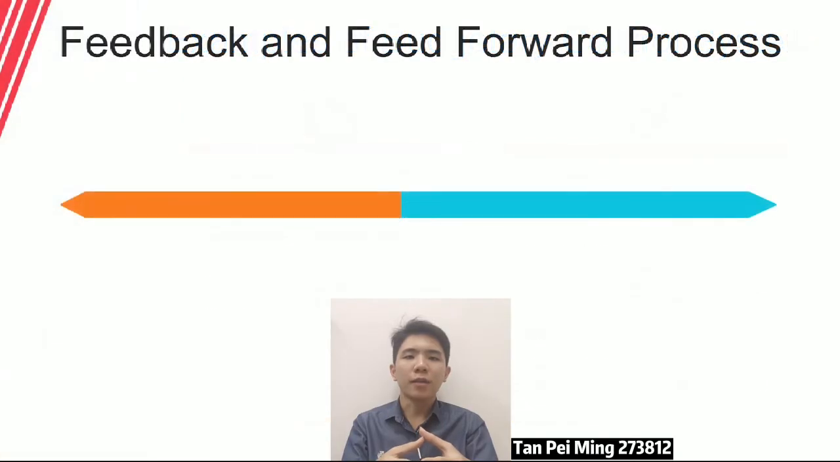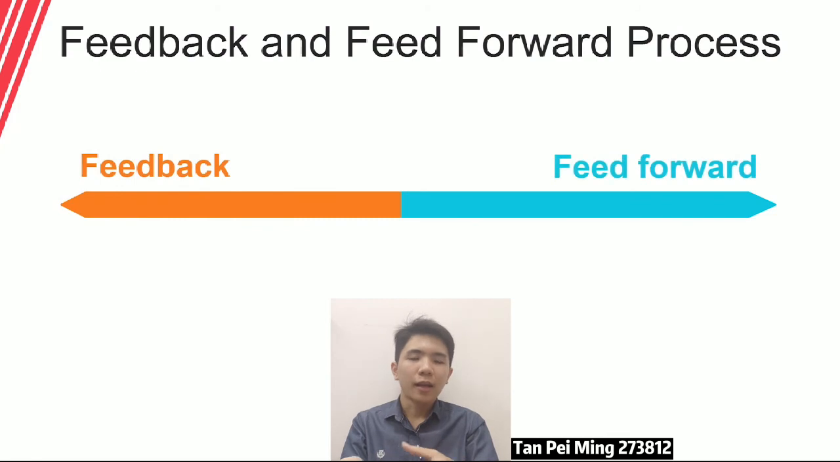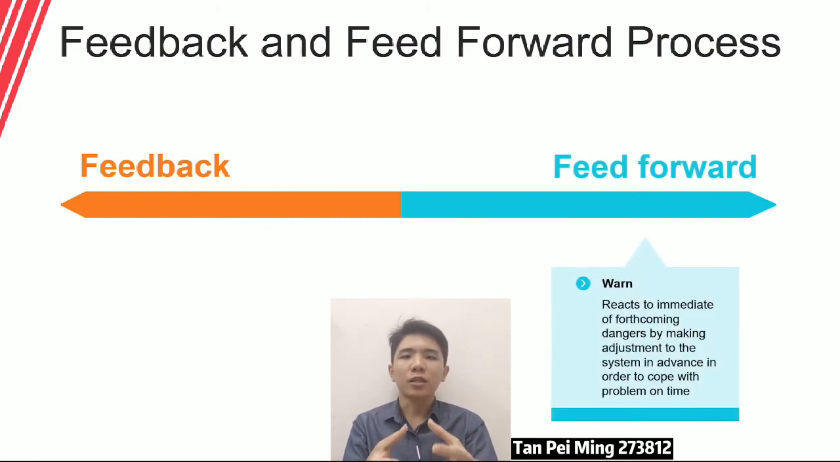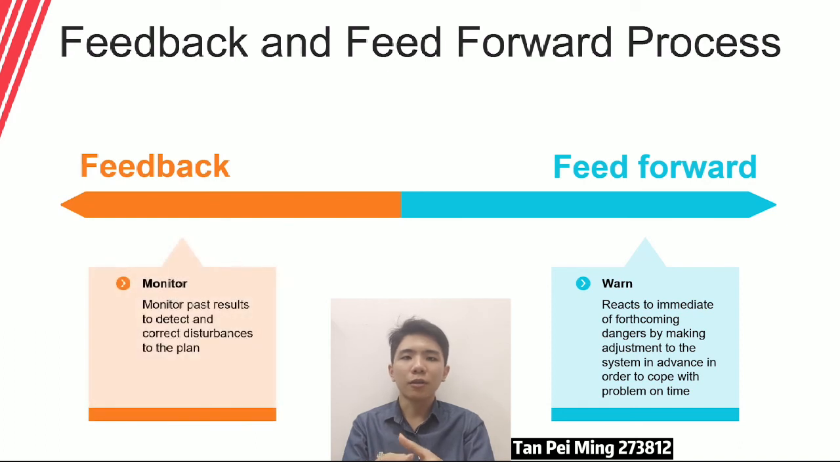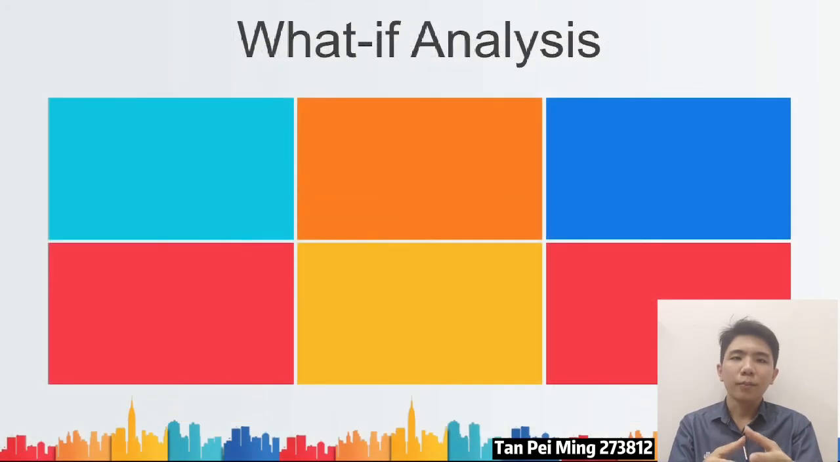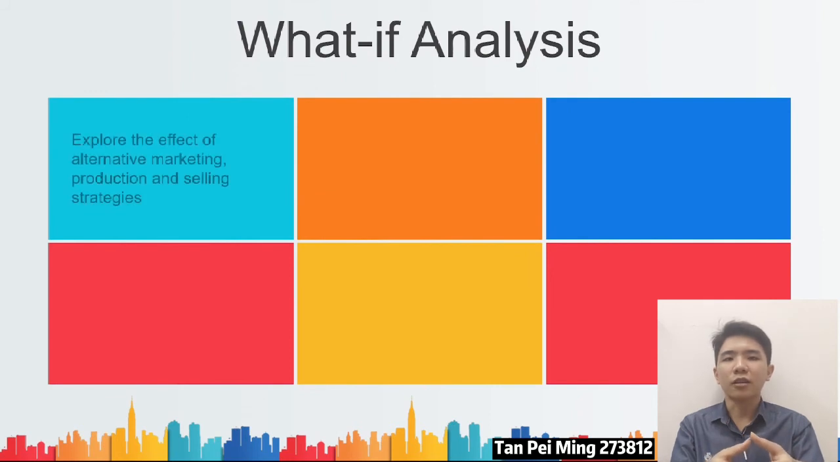There are two aspects in budgeting. One is feedback and another one is feed-forward. Feed-forward control tries to identify and prevent the problem before it even occurs, whereas feedback control monitors past results to detect and correct disturbance to the plan. Both feedback and feed-forward should function within a single budgeting system because feedback control itself is too slow while feed-forward control is too risky. During the budgeting process, managers can explore the effect of alternative marketing, production, and selling strategies.